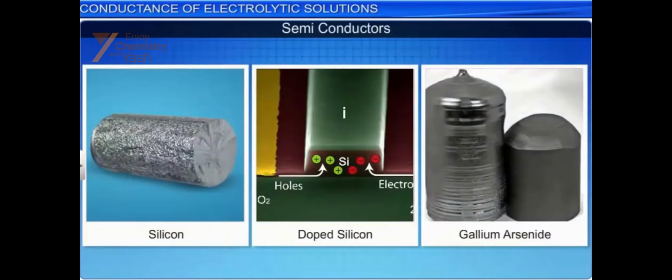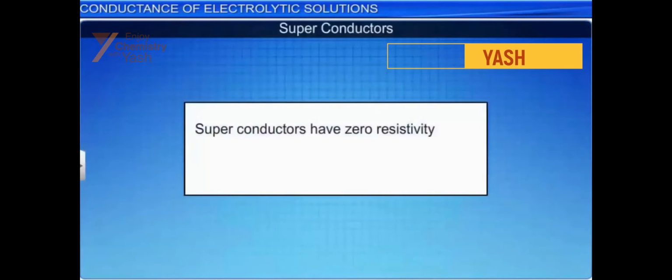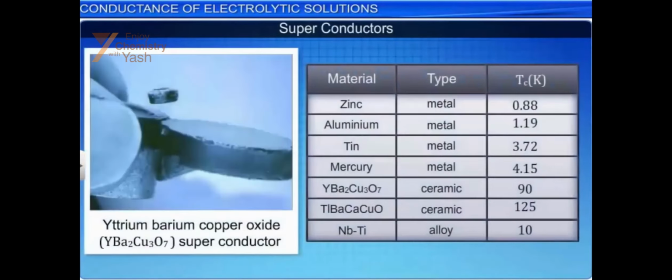Apart from the three materials discussed, there are other special types of conductors known as superconductors. Superconductors have zero resistivity or infinite conductivity. The earliest materials identified as superconductors were metals and alloys at low temperatures, below 15 Kelvin. Certain ceramics and mixed oxides show superconductivity at temperatures as high as 150 Kelvin.